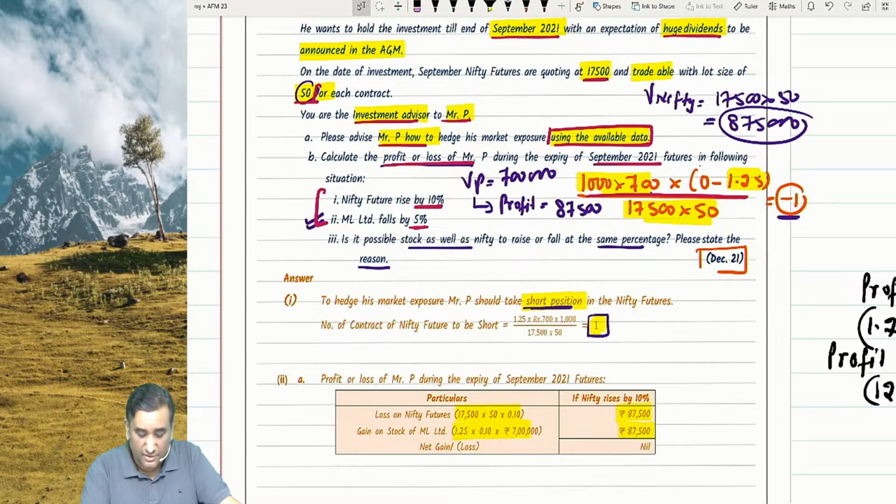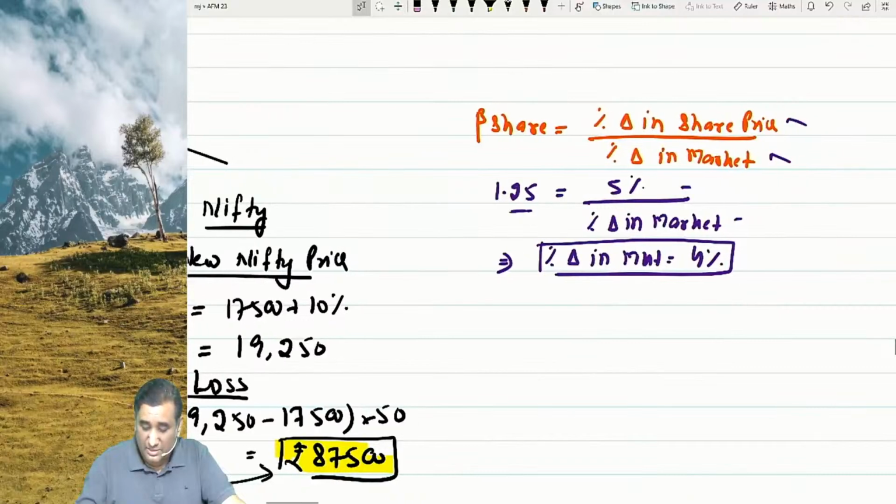Second part: ML Limited falls by 5%. Actually, this is given slightly differently now. ML Limited falls by 5%. The beta of ML Limited was 1.5. The beta is 1.5 and it falls by 5%, so the market will fall by 4%. Be careful on this part, please.